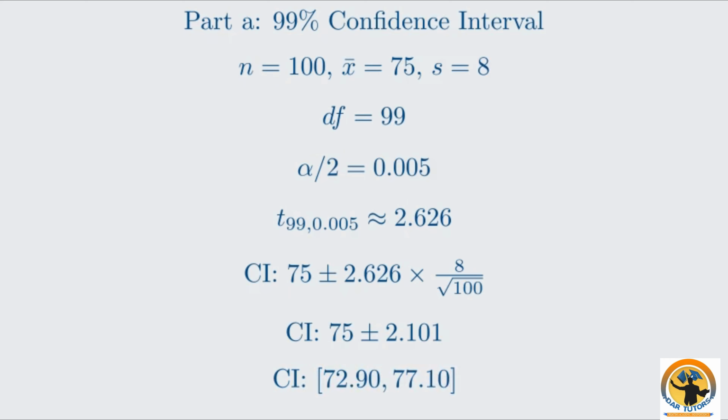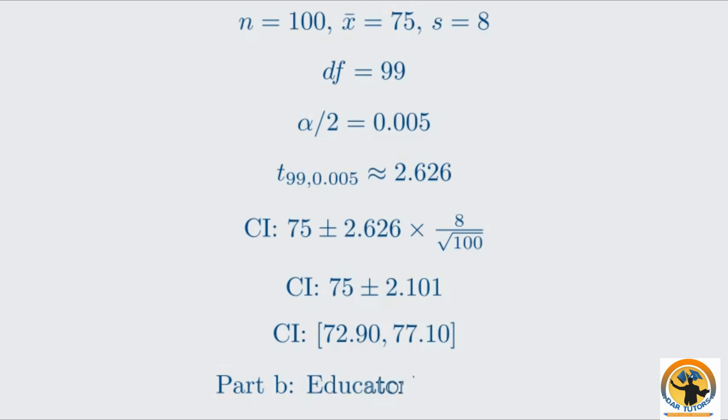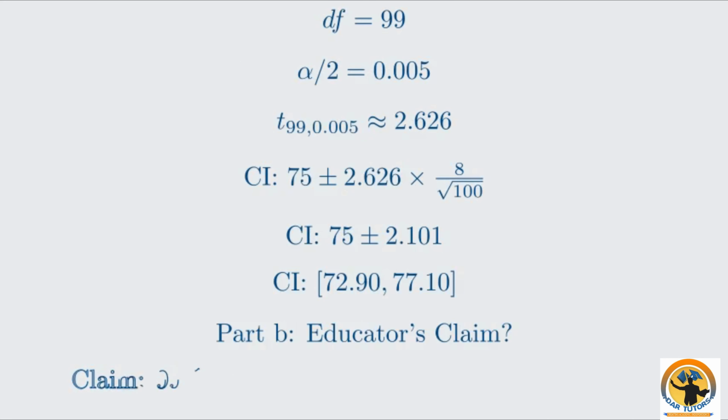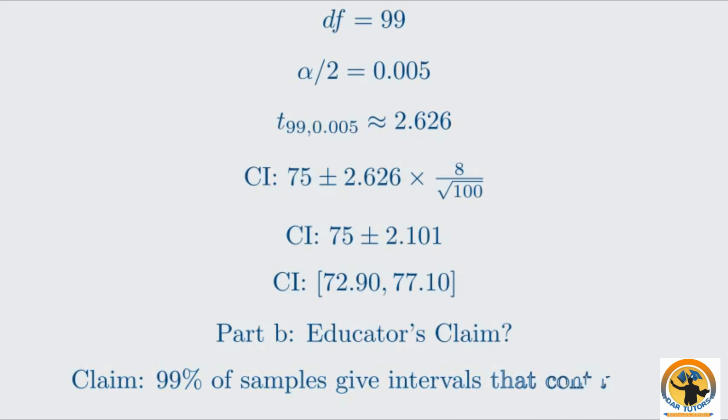Now for part B, the conceptual question. Is the educator's claim accurate? The answer is no. The claim is inaccurate. The correct interpretation is that if we repeated the sampling process many times, 99% of the confidence intervals we construct would contain the true mean mu. A single specific interval either does or does not contain the true mean mu. We don't know which one it is for our particular interval, so it's incorrect to say that there is a 99% chance that our interval 72.90, 77.10 contains the true mean.